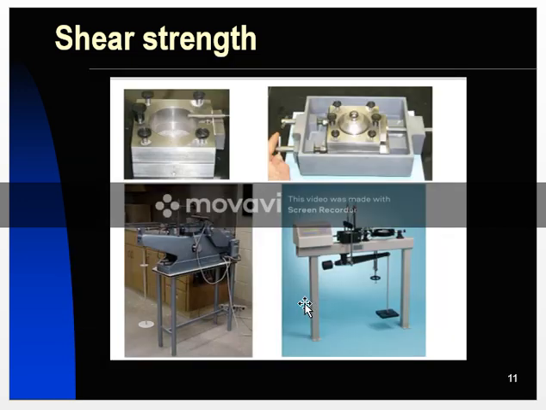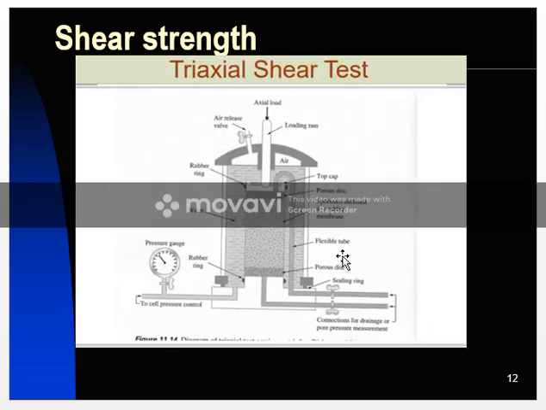This is the laboratory view. This is the soil specimen being prepared. It can be placed inside the loading arc. After placing it inside the loading arc, we apply the vertical force, and then we also apply the horizontal force. The next method is the triaxial shear test.